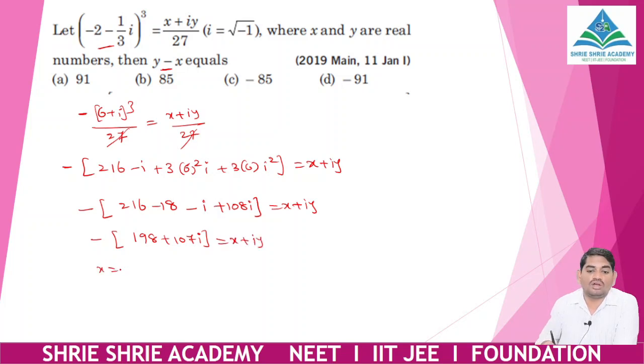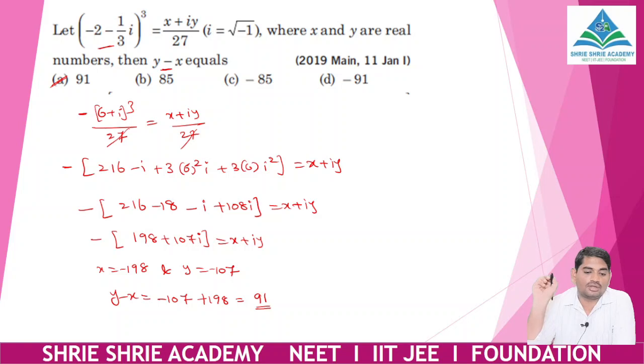So what is the value of x here? X is equal to minus 198 and y value is minus 107. So I want to find the value of y minus x. Y value is minus 107 and x value is minus 198. Substitute here, plus 198. If we subtract these two, we got 91. So the first option is the correct answer.